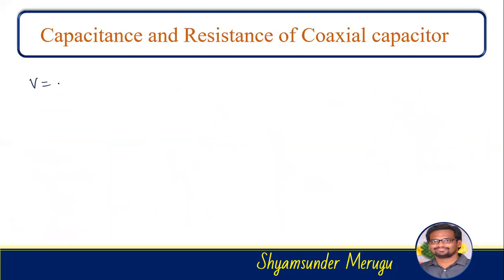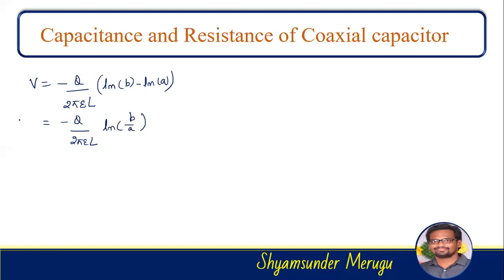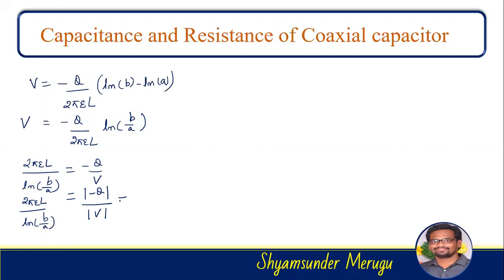I'm writing the expression once again. V equals minus Q by 2 pi epsilon L, ln B minus ln A. Simplifying, V equals minus Q by 2 pi epsilon L times ln B by A. Now taking V to this side, keeping Q here, and taking the remaining terms to the left side, we get 2 pi epsilon L by ln B by A equals minus Q by V. Taking the absolute values of Q and V, we get Q by mod V equals 2 pi epsilon L by ln B by A, which is nothing but capacitance.